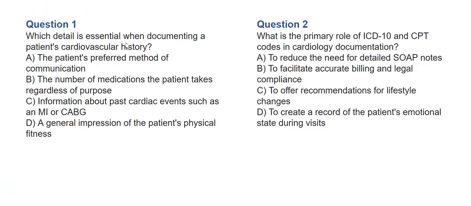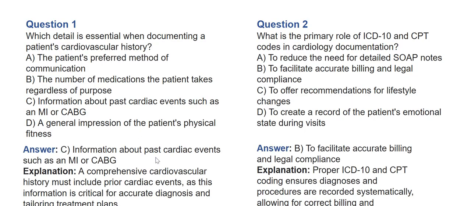Question 1. Which detail is essential when documenting a patient's cardiovascular history? A. The patient's preferred method of communication. B. The number of medications the patient takes regardless of purpose. C. Information about past cardiac events such as an MI, myocardial infarction, or CABG. D. A general impression of the patient's physical fitness. It will be C, information about past cardiac events, as a comprehensive cardiovascular history must include prior cardiac events, as this information is critical for accurate diagnosis and tailoring treatment plans.